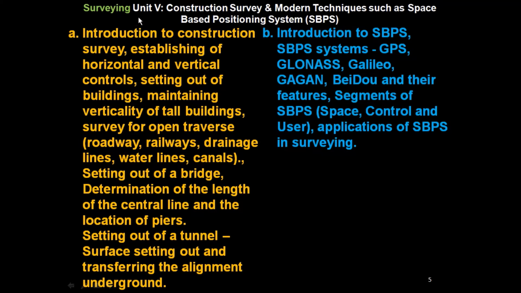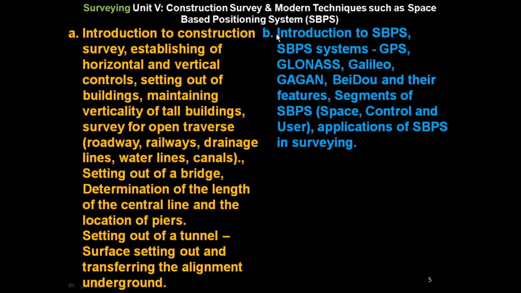So we will see the syllabus of Unit 5, Construction Survey and Modern Techniques such as Space-Based Positioning System, SBPS. It includes Part A: Introduction to Construction Survey, establishing of horizontal and vertical controls, setting out of buildings, maintaining verticality of tall buildings, survey for open traverse, roadway, railways, drainage lines, water lines, canals, setting out of a bridge, determination of the length of canal central line and the location of piers, setting out of a tunnel, surface setting out and transferring the alignment underground.